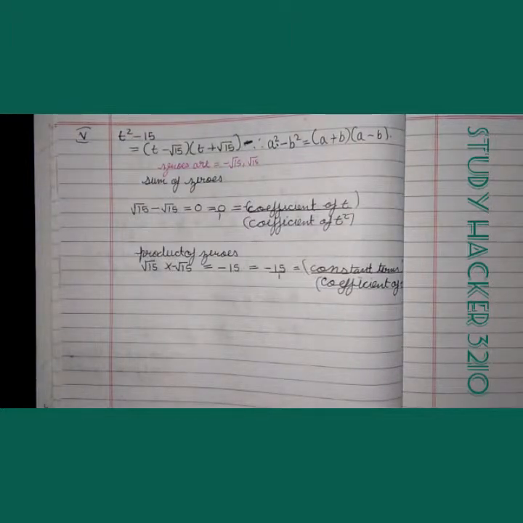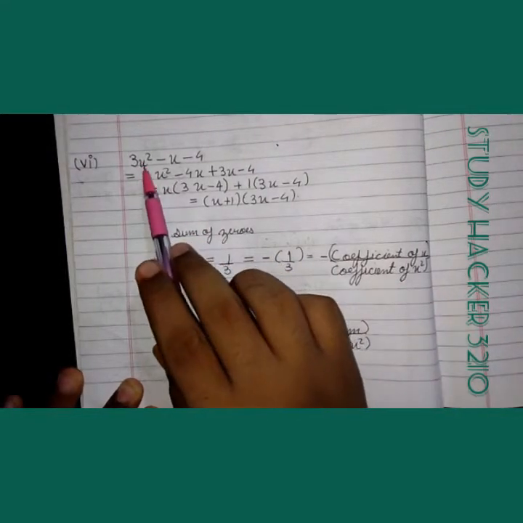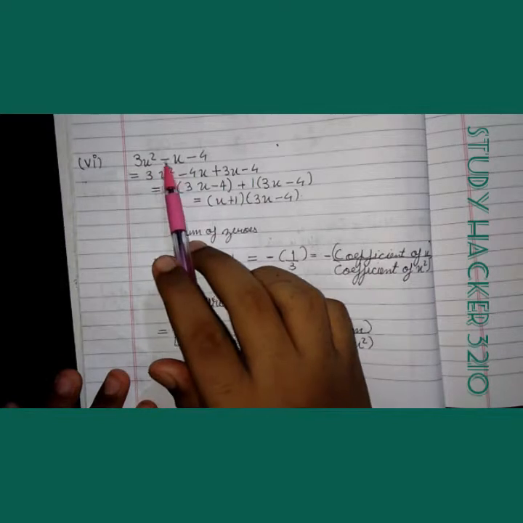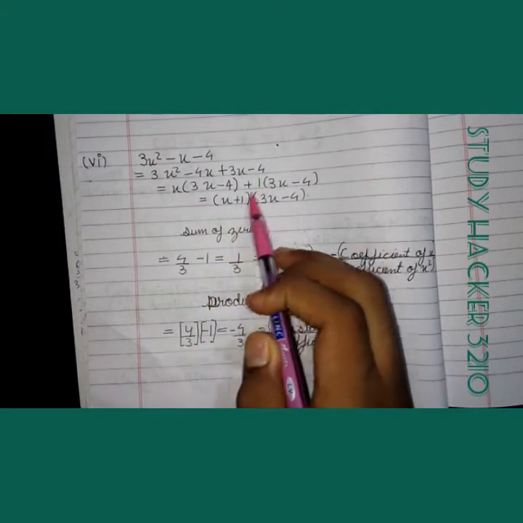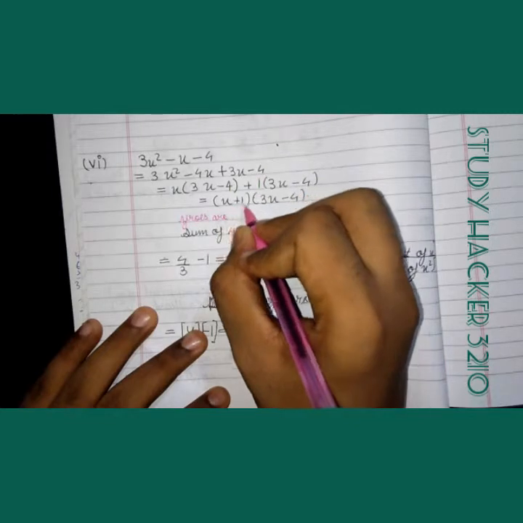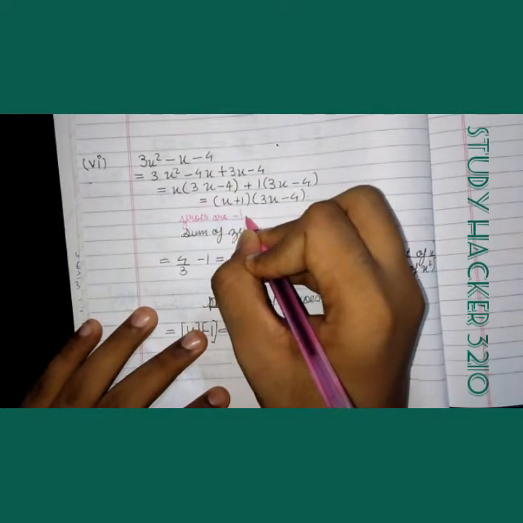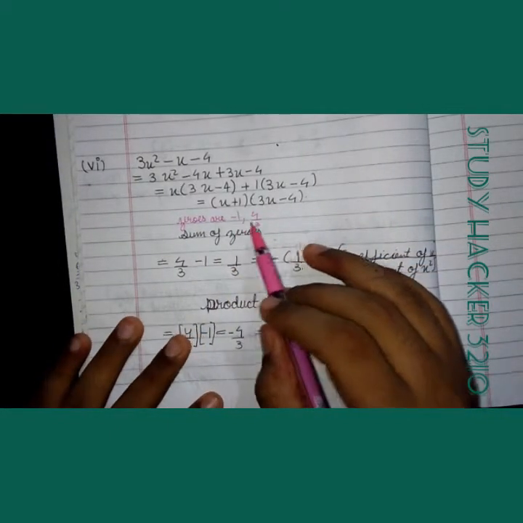So we are moving on to question number 6, the last question of this video. The last question of the video is question number 6, x square minus x minus 4. With the help of the splitting term method, we will split this equation and then take common. So the zeros are minus 1 and 4 upon 3.